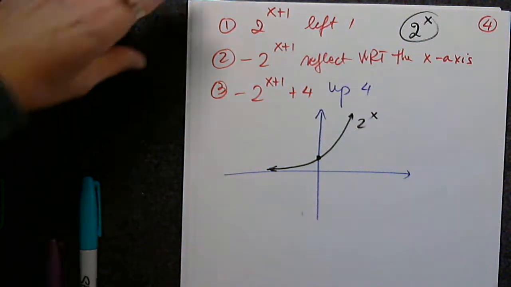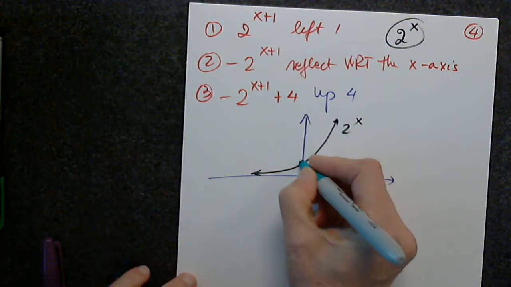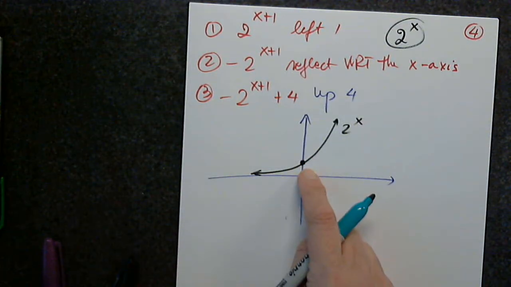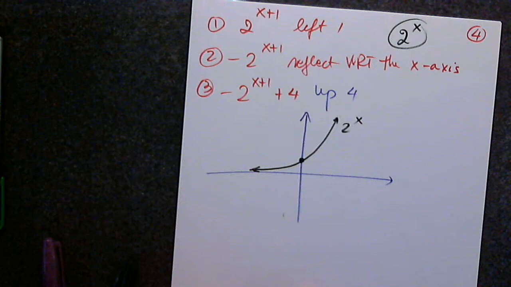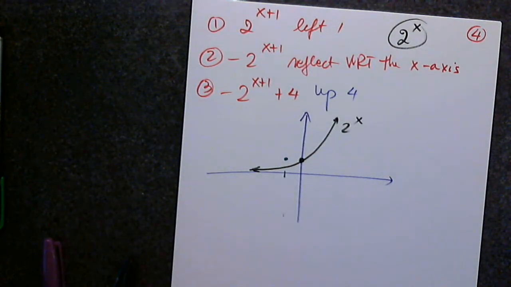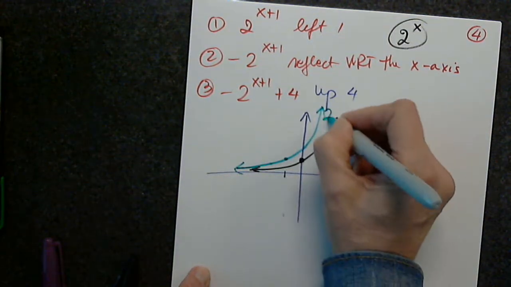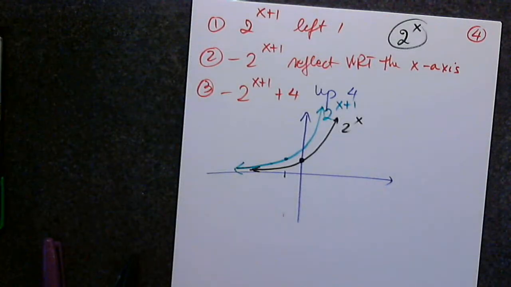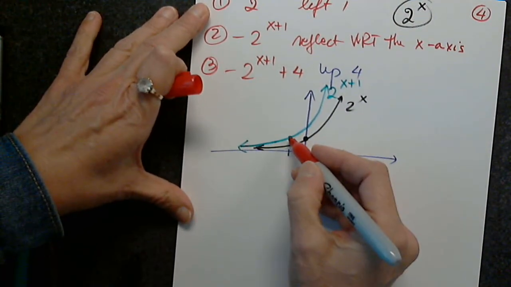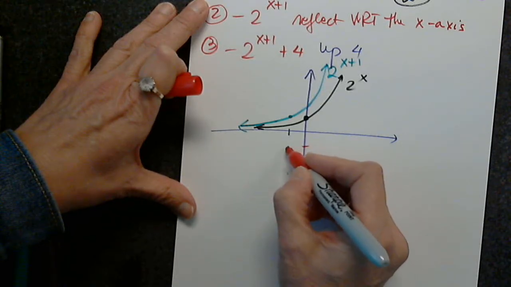Then you told me to shift this graph 1 unit to the left, correct? So tell me, where will this point go when I shift the entire graph to the left 1? Negative 1, 1. So this is the new graph, 2 to x plus 1. Perfect. Then you told me to reflect this graph. Well done. I'm going to reflect this graph. Can you please tell me, where does this point go? Very good.